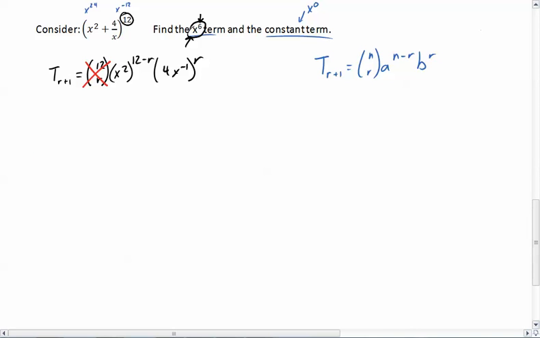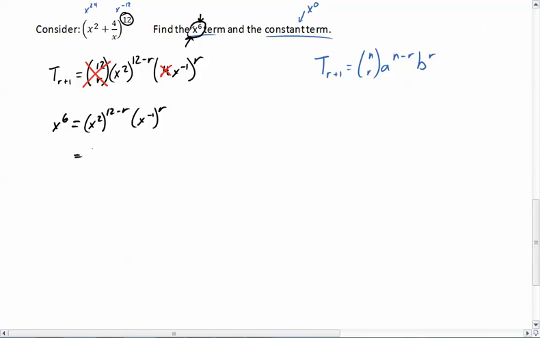The same thing with the 4 right here, right? That r is going to distribute to the x to the negative 1. It's also going to distribute to the 4, but it doesn't really matter what 4 to the r power is. That's not going to affect the x to the 6th. So I'm going to take that one out just for a minute. Okay? So now I've got it down to just the variable part of my term. And so I need x to the 6th to be equal to x squared to the 12 minus r and x to the negative 1 to the r.